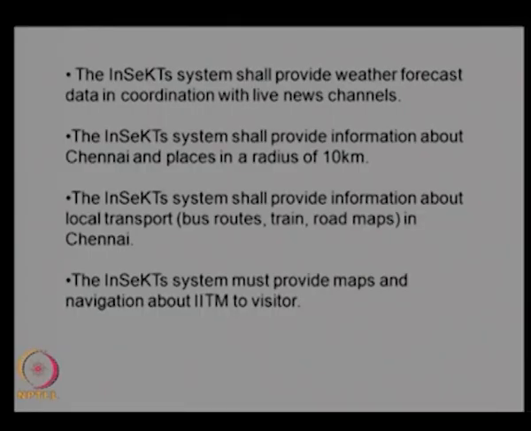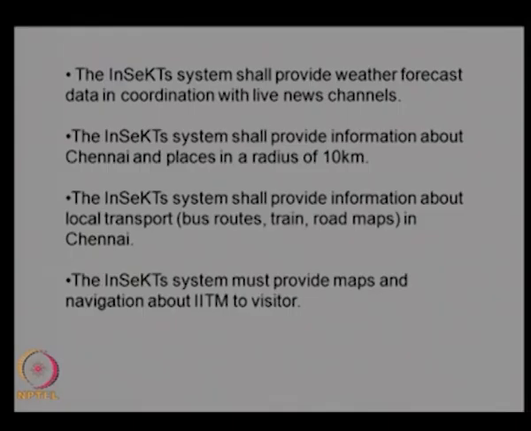So these are some specific requirements, like: the system shall provide weather forecast data in coordination with live news channels. The insect system shall provide information about Chennai and places in a radius of 10 km. Again this 10 km is an arbitrary value, it actually depends on the designer what the requirement is, and then accordingly write the requirement. The system shall provide information about local transport, the bus routes, train and road maps in Chennai, and then the insect system must provide maps and navigation about IITM to visitors.